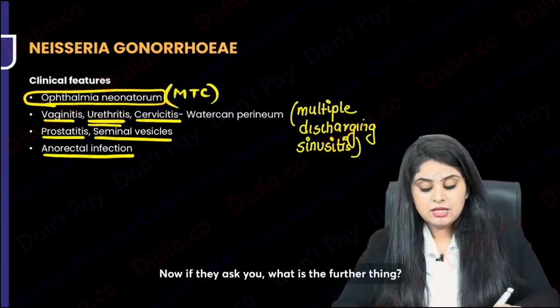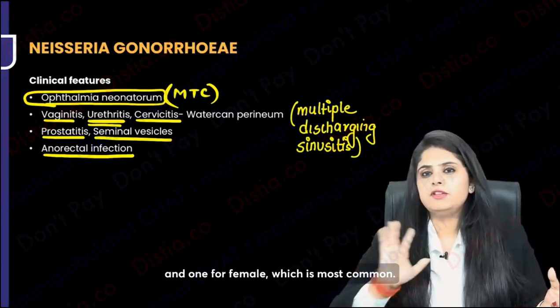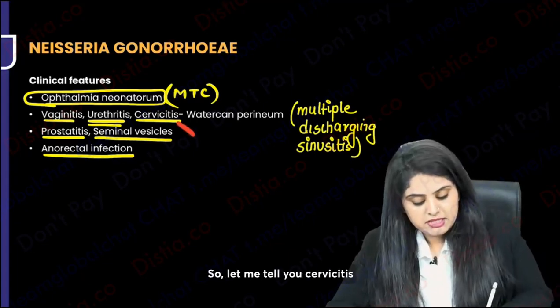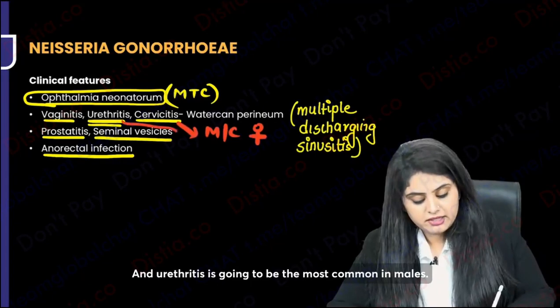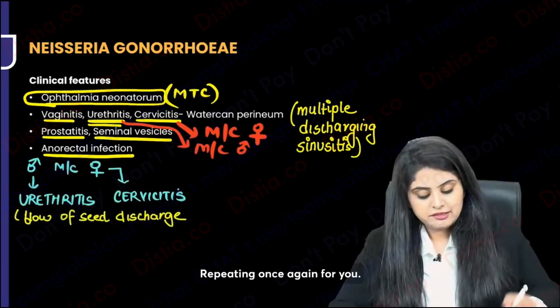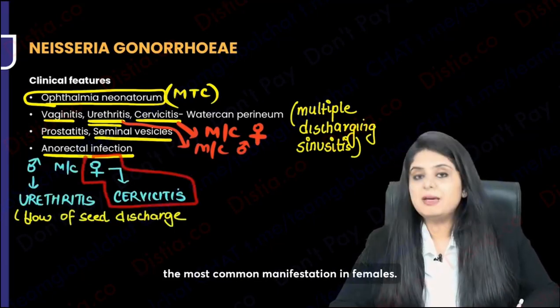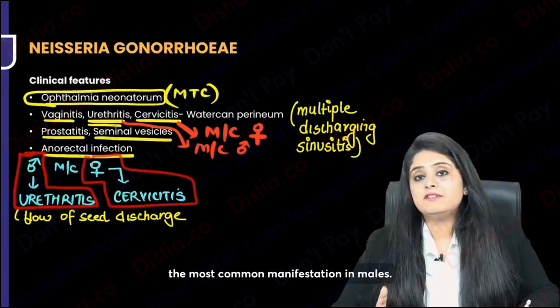Now, if they ask you, what is the further thing? If I ask you, tell me one thing for male and one for female, which is most common. So let me tell you, cervicitis is the most common in females, and urethritis is going to be the most common in males. Very important. Repeating once again for you, cervicitis is going to be the most common manifestation in females, and urethritis is going to be the most common manifestation in males.